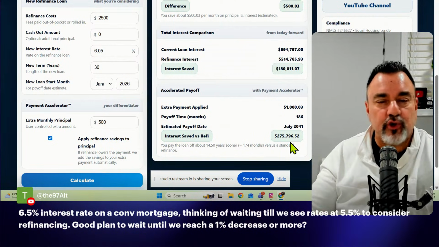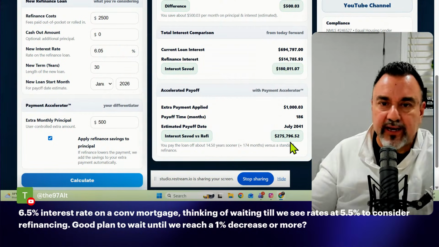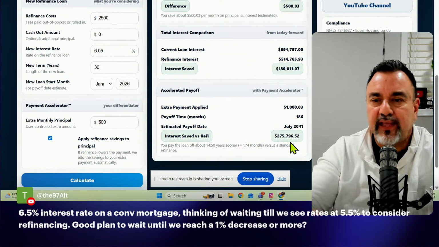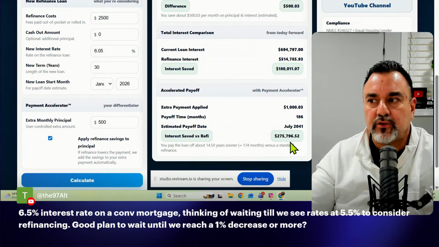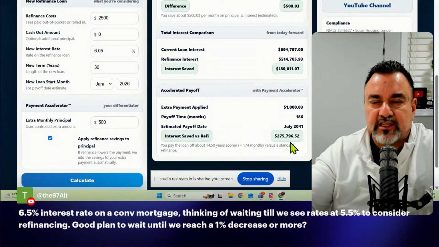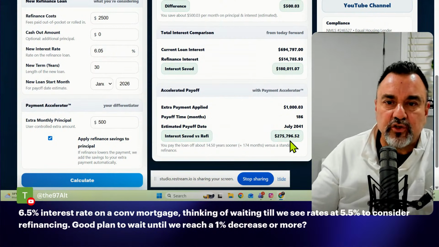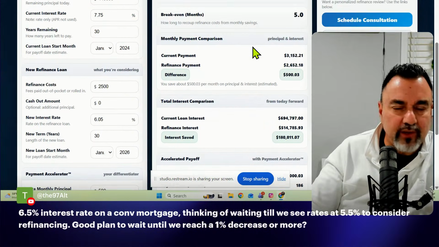So if you're struggling right now, I get it. You might be able to refinance and do some things like that. People have a lot of equity in their homes, so look at some of those decisions. Does it make sense to do that? These are just some of the tools that we have on our calculator. Grab them while they're free.